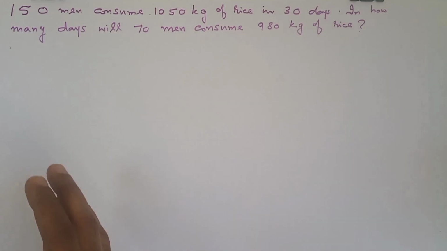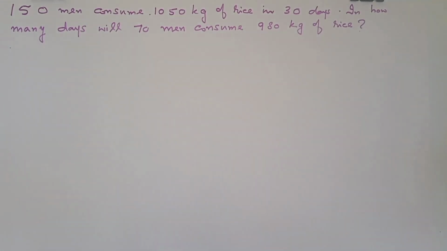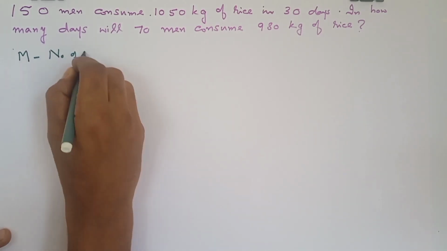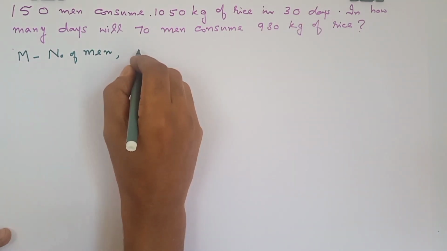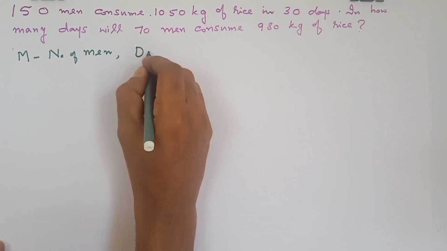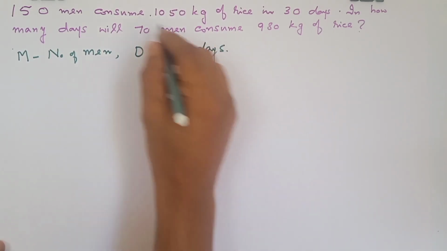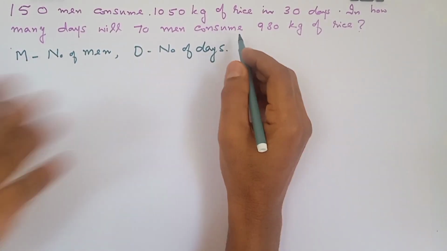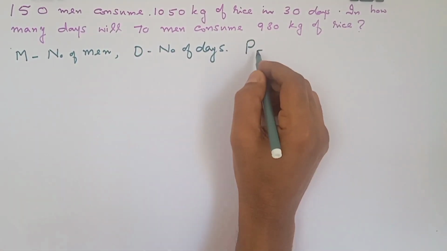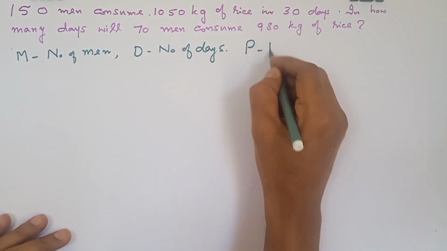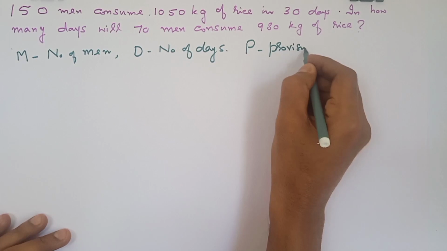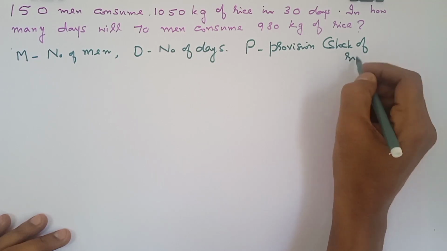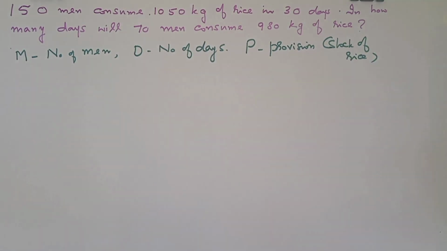As you can see, there are three quantities here, rather three variables. Number of men, let's denote it by M. Then number of days, we may use D. Then there comes stock of rice, which you will call provision. Let P denote provision, rather stock of rice. These are the three variables you have here.